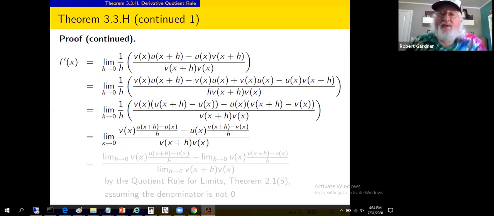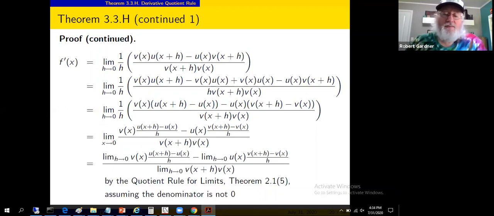You want to take that limit inside this quotient? Fine. Limit of the quotient's a quotient of the limits, if you don't get zero in the denominator. So we've taken the limit inside the numerator and the denominator. Actually took the limit of the difference as a difference of the limits and broke this numerator up. You like the looks of this? You should. Here's a limit as H approaches zero of a difference quotient for U. Here's a limit as H approaches zero of a difference quotient for V. Those will be derivatives. There's some other stuff in the way, but we'll get it moved around here on the next slide.